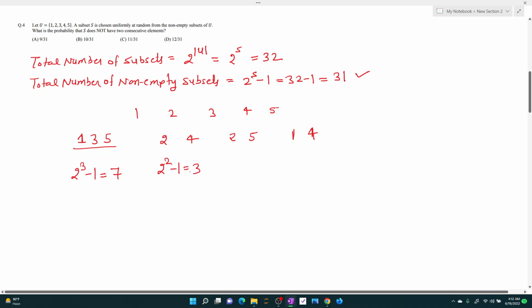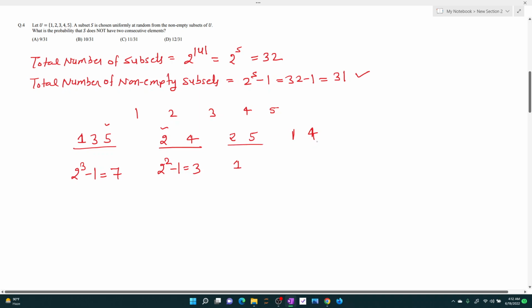So I can say 3 such subsets are possible: a singleton 2, a singleton 4, and a combined 2 4. Now, when we say 2, 5, I will not include the singleton 2 or the singleton 5, because singleton 2 and singleton 5 are already calculated here. Only one subset will contain both 2 and 5, right?